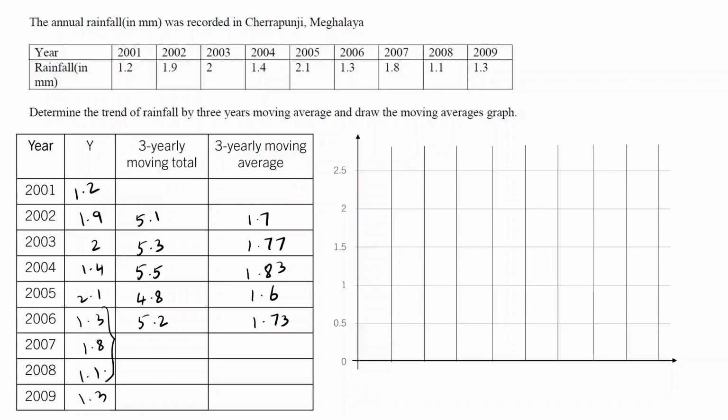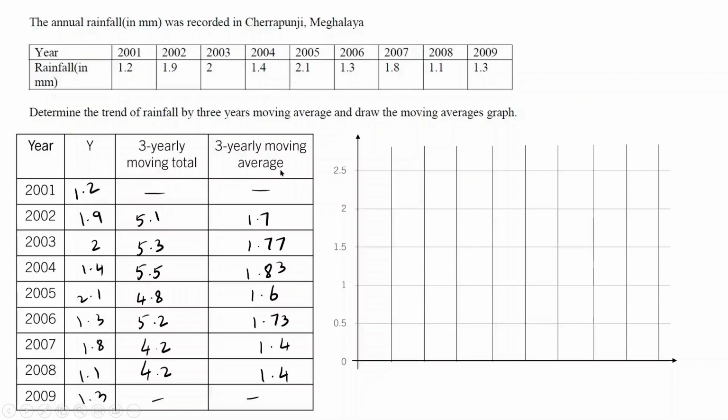And next we have the sum of the next 3 years, which is 1.3, 1.8 and 1.1. The sum of these 3 is 4.2, divided by 3 is 1.4. And then we have the last 3 years' moving total, 1.8, 1.1, 1.3. Again, when we add all these, we get 4.2, divided by 3 is 1.4. So we got the 3-yearly moving total and 3-yearly moving average.